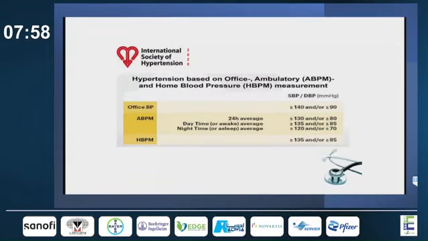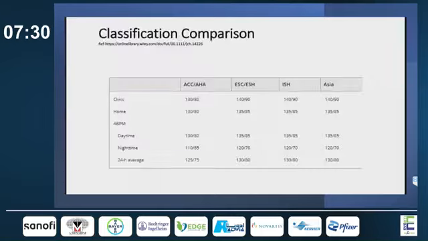طيب هنا بس المعلومه المهمه في السلايد ده إن الأمبيولاتوري هو ليه 3 أرقام لازم نعرفها عشان نليبل هايبرتنسف في الأمبيولاتوري، لأن إحنا قلنا الأمريكان بيعترفوا بيه أو الهوم. طب إيه هي الأرقام بتاعتهم؟ ال 24 أفريج يبقى أعلى من 130 على 80. الداي تايم اللي هو صاحي فيه، المهم يبقى صاحي، 135 على 85. والنايت 120 على 70، أعلى من 120 على 70 في النايت ده يبقى هايبرتنسف.